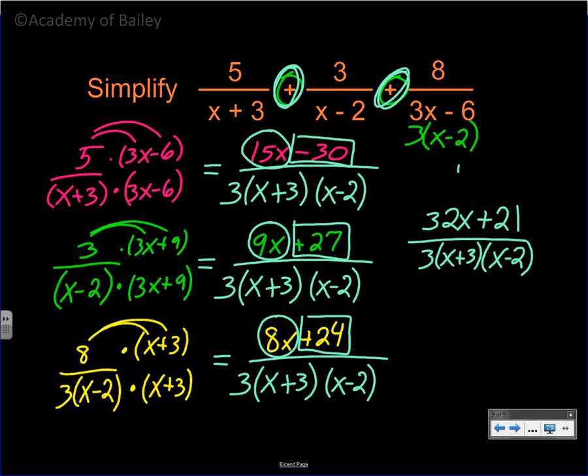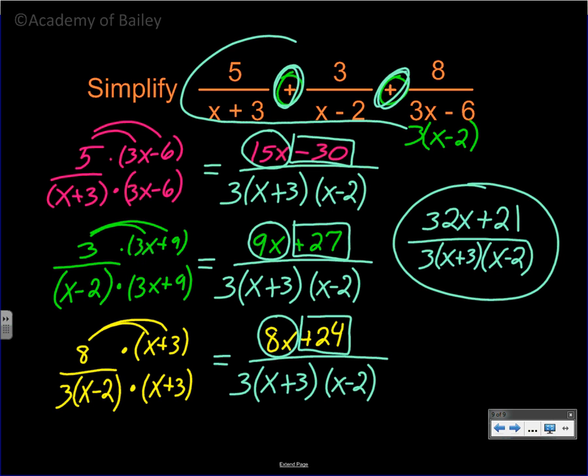Can I factor anything out of 32 that I can also factor out of 21? 21, the factors are 1 and 21, 7 and 3. We know that 21 doesn't go into 32. We don't want to use 1. We know 7 does not go into 32, and 3 does not go into 32 either. So we cannot factor anything out of the top of the fraction. Therefore, 32x plus 21 over top of that common denominator of 3 times x plus 3 and x minus 2 will give you the simplified form of all this.